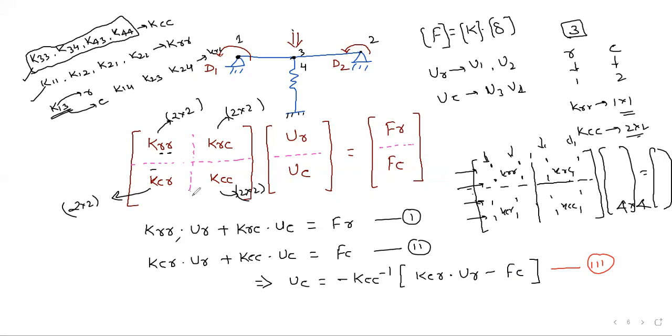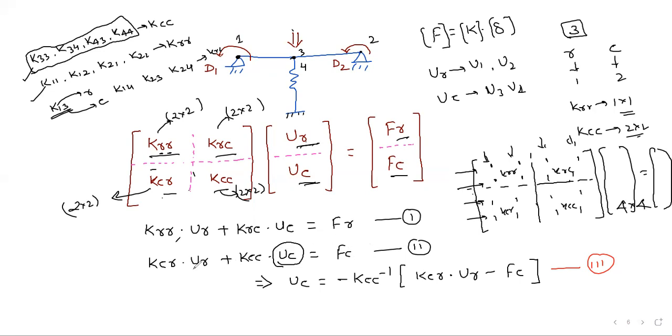Now, from here we can write equation number 1 as KRR into UR plus KRC into UC is equal to FR. Similarly, here: KCR into UR plus KCC into UC is equal to FC. So here, wherever R is there, retained; wherever C is there, condensed. So from this equation number 2, can we find this UC value? Yes.